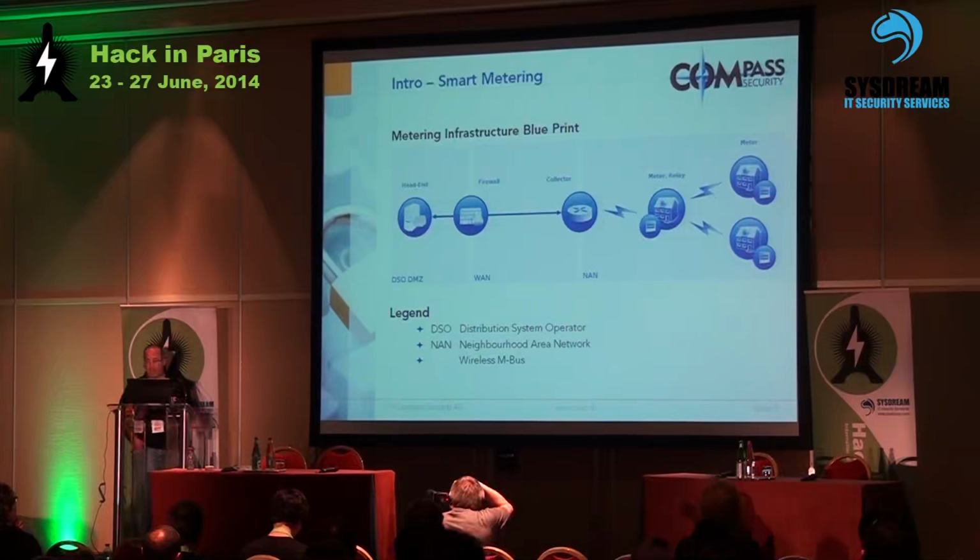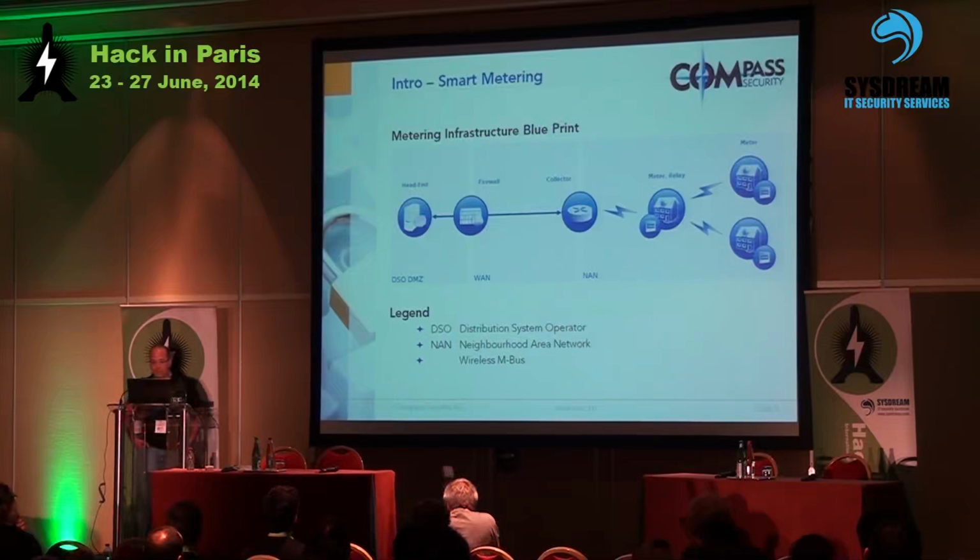In the middle part, in the WAN, the wide area network, we usually see TCP/IP or, let's say, custom-built power line protocols. What I will be speaking of is a wireless metering protocol. It's called wireless MBus. MBus stands for meter bus, and this is basically spoken in the household part, the neighborhood area network.